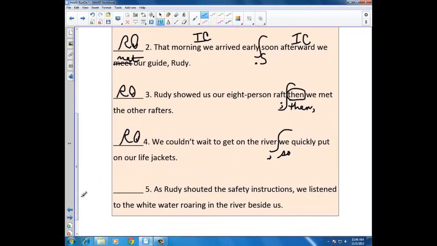As Rudy shouted the safety instructions, we listened to the white water roaring in the river beside us. We have a subordinating conjunction, as, beginning the dependent clause, as Rudy shouted our safety instructions. And then the rest of this is an independent clause: we listened to the white water roaring in the river beside us. You have a dependent clause, comma, independent clause. You have a correct sentence.